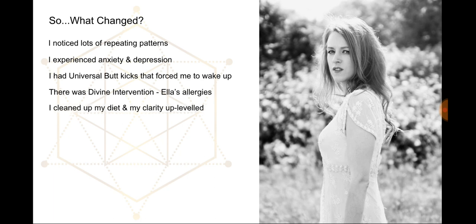So I cleaned up my diet and my clarity up leveled exponentially. My diet was primarily raw. It had a lot of juices in there, green juices, which really propelled my awareness of myself and really allowed me to release toxic emotions. And I'll be explaining a little bit more about that right at the end of the webinar.